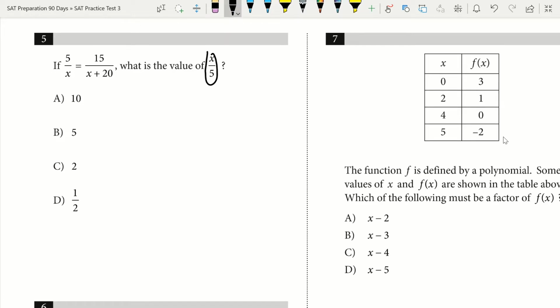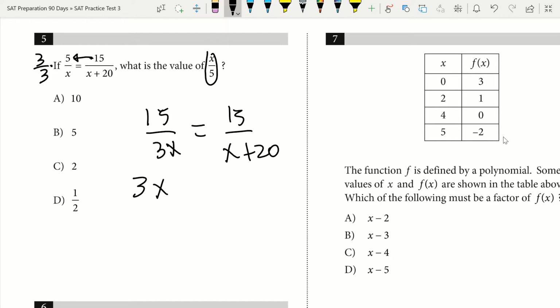So then the next thing I'm going to look to do is to get this 15 on this side equal to this 5 over here. So to do that, I'm going to multiply by 3 over 3 because it has to be 1, right? If I'm only going to multiply one side of my equation and not the other, it has to be by 1. So I'm going to multiply that side by 3 over 3, right? So 3 times 5 then is going to give me 15, and 3 times x will give me 3x. So now I have 15 over 3x is going to equal 15 over x plus 20. In order for this statement to be true, that means that 3x will have to equal x plus 20. Now I can go through and solve.